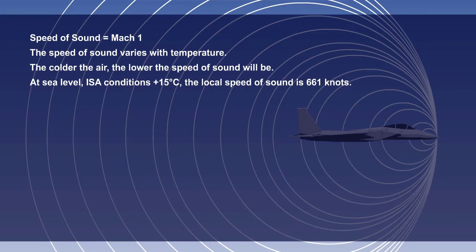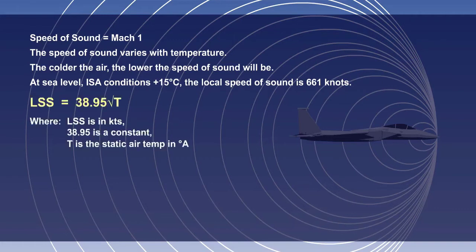At sea level in the international standard atmosphere, conditions of plus 15 degrees Celsius, the local speed of sound is 661 knots. We can calculate a local speed of sound by using the formula shown here, or we can use a CRP5 or similar navigation computer. Let us calculate the local speed of sound using the formula first.